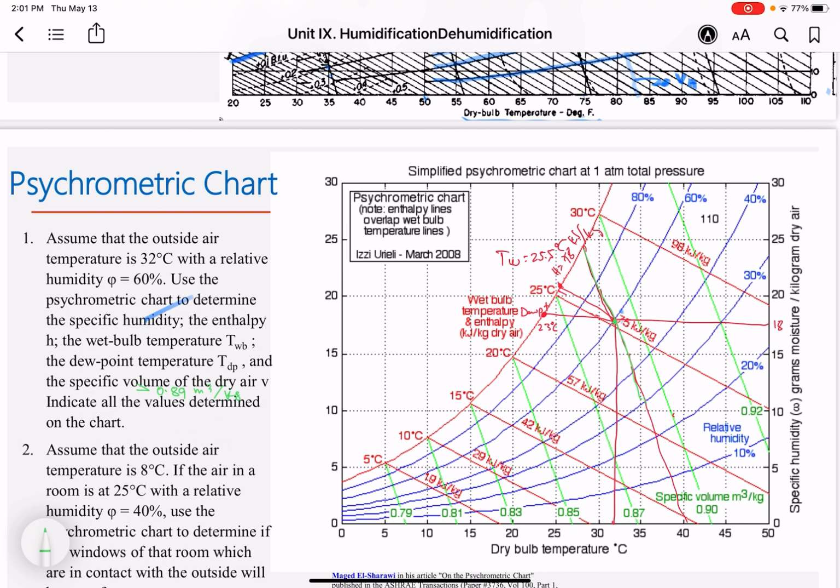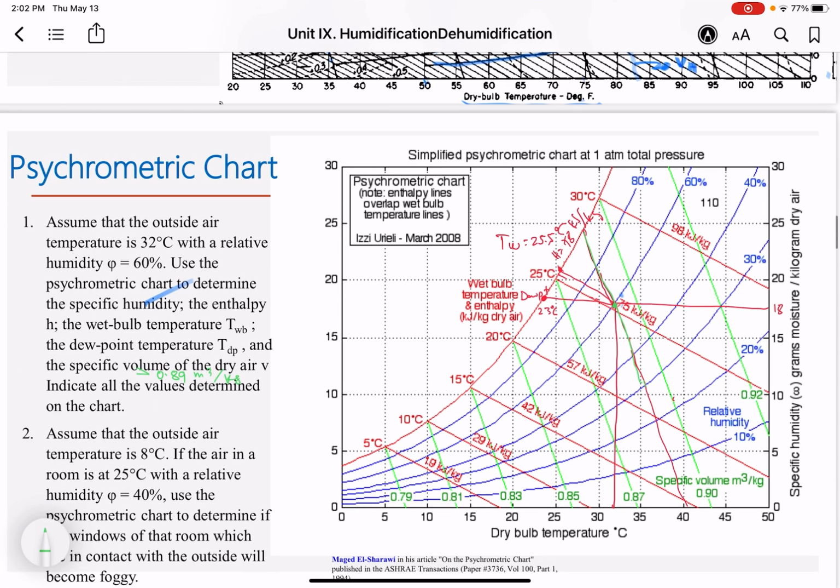Assume that the outside air temperature is at 8 degrees Celsius. If the air in the room is 25 with a relative humidity of 40, we use the psychometric chart to determine if the windows of that room which are in contact with the outside wall will become foggy.